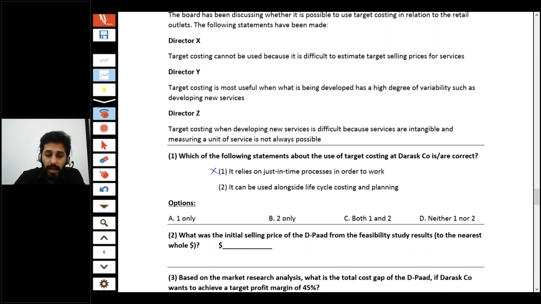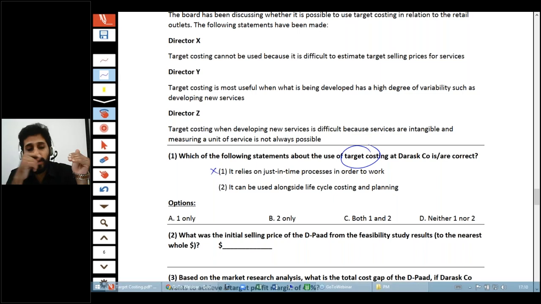Why? Because in target costing, there is a very important focus on cost reduction and on maximizing profit, or you can say achieving the target profit. There is thorough attention towards maximization of the profit and achieving the target profit. Target costing focuses on cost reduction, not just in time. Just in time is the mindset of throughput accounting, which we are going to study later on.